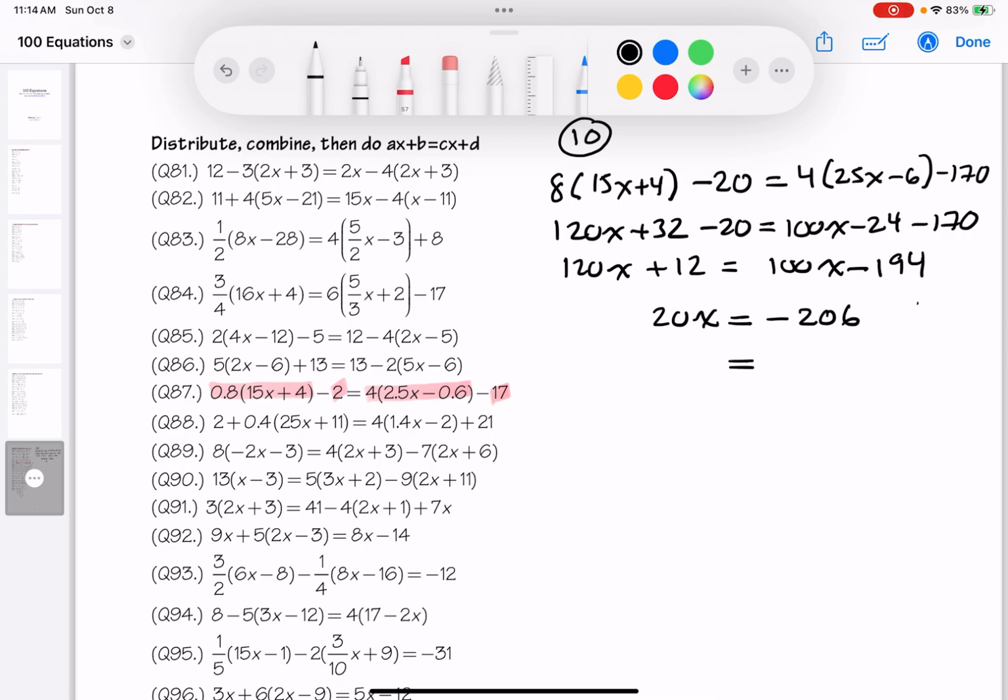I am going to divide both sides by 20. You get minus 206 over 20. I'm going to do some reductions over here. Divide by 2. That's going to be minus 103 over 10. So I'm going to commit to this over here.